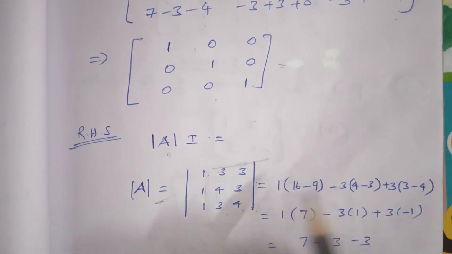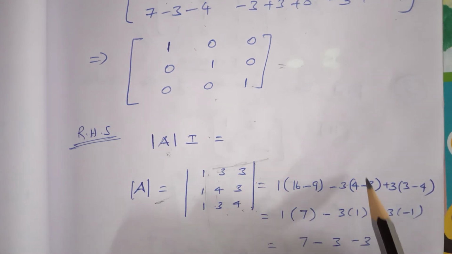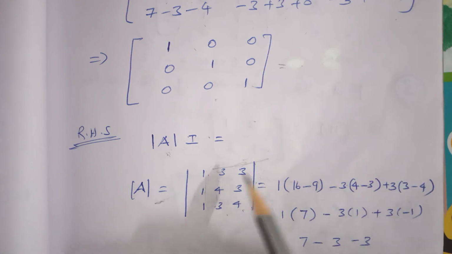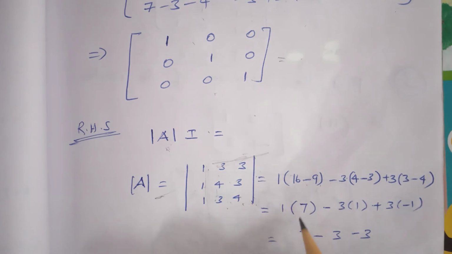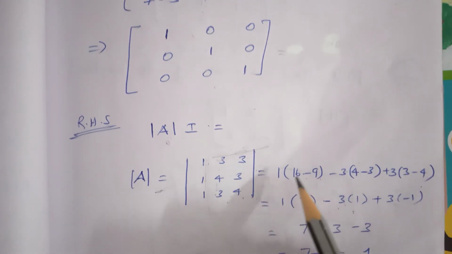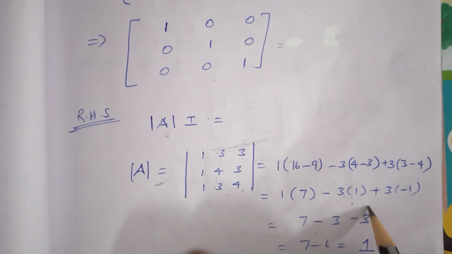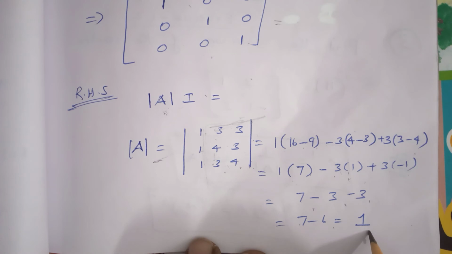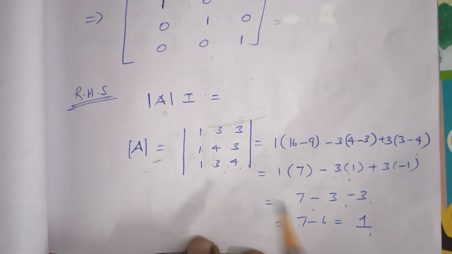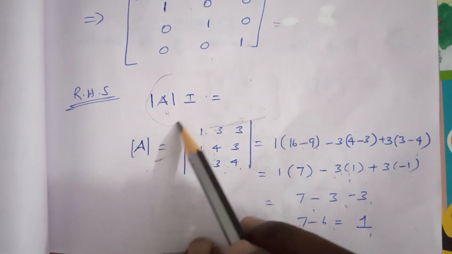Again 1 into 4 is 4, 1 into 3 is 3, plus 3 into 1 into 3 is 3, and minus 4. 16 minus 9 is 7, minus 3 into 1, plus 3 into minus 1. So 1 into 7 is 7, minus 3, minus 3. So the result is 7 minus 6, which is 1. So the determinant of A is 1.